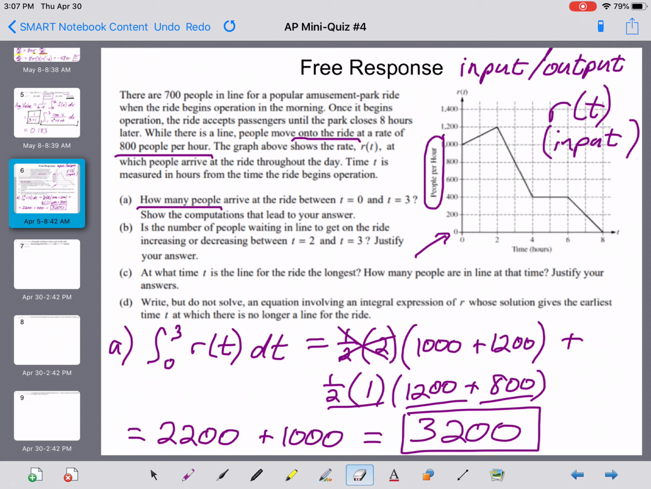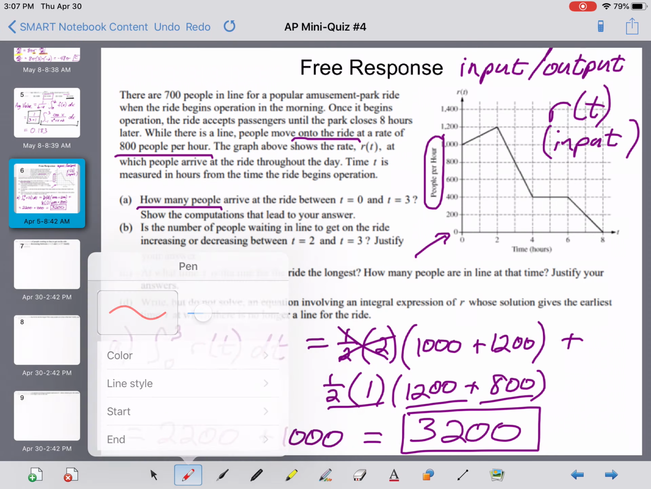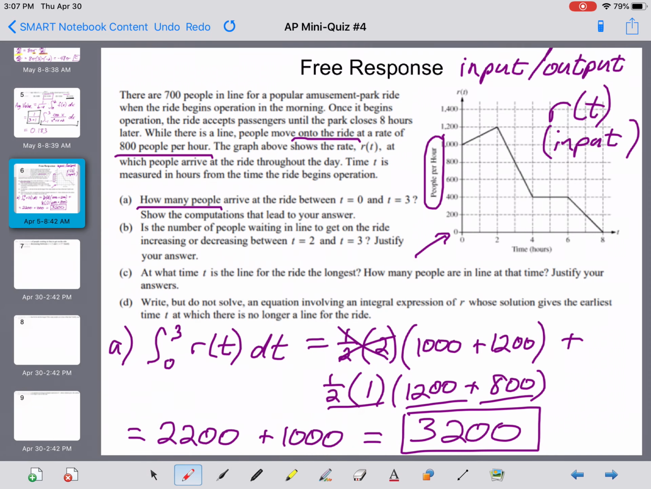It's all a question of people per hour, everybody. And what happens is that this graph right here that they gave us for R of t tells us the rate at which people are getting into the line. But right here, at a nice constant rate of 800 people per hour, that's the rate at which people get out of line or get onto the ride itself.